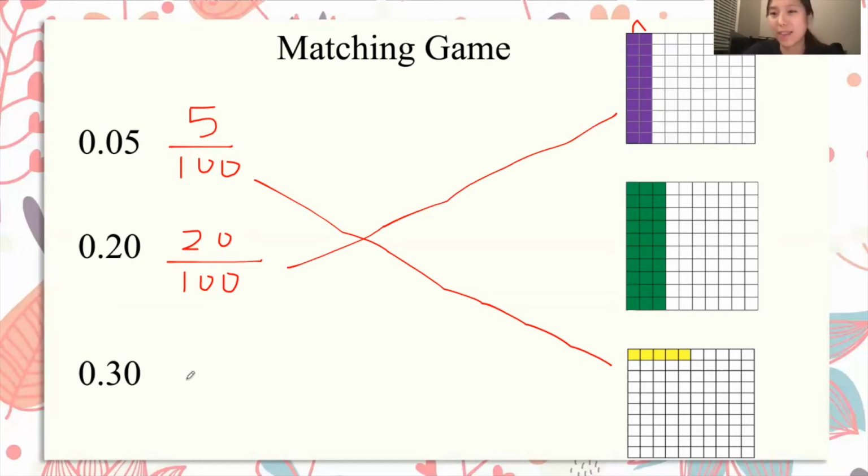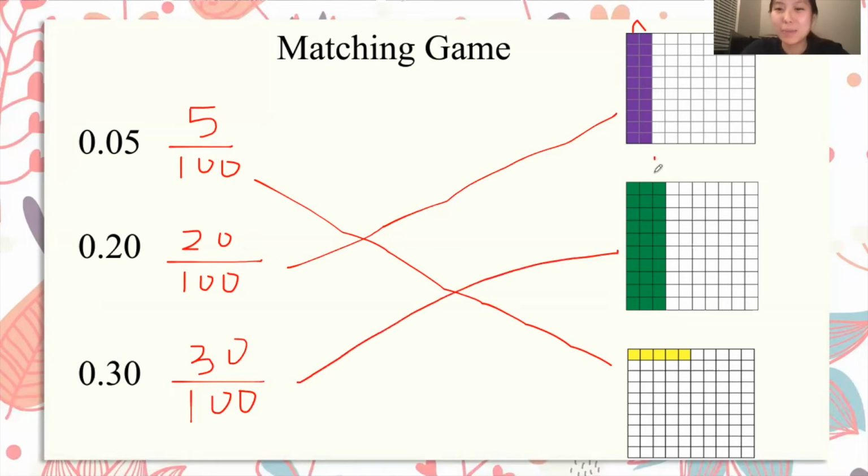Okay, the last one, 0.30, or we can call it 30/100. Very good. So we can express this decimal number as a fraction, which is 30 out of 100. And in this fraction, we divided our unit square into 100 equal parts, and we shade 30 parts of that. So which one do we need to connect with? Yes, the green one. So in this picture, the shaded parts can perfectly express the decimal number 0.30.